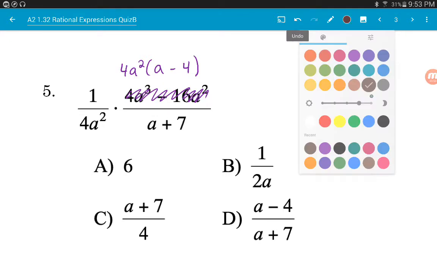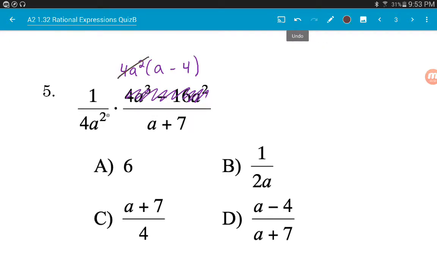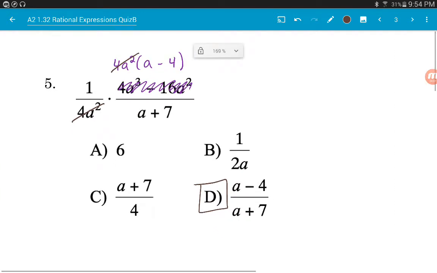Let's see what I can cross out. 4a squared, 4a squared, and that's it. A minus 4 over a plus 7. The 1 is still here technically, but 1 times a minus 4 doesn't change anything.